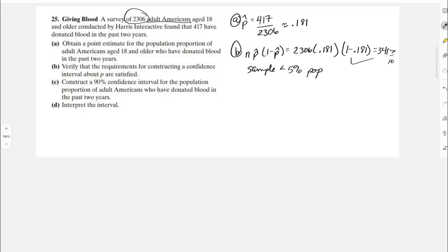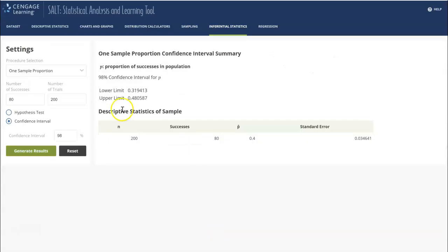So C is asking us to construct a 90% confidence interval. So we're going to use technology to do that. We're going to go back to SALT. One sample proportion. The number of successes is 417. The number of trials is 2306. Confidence interval, and we want to be 90%. So our confidence interval limits are 0.168 and 0.194.